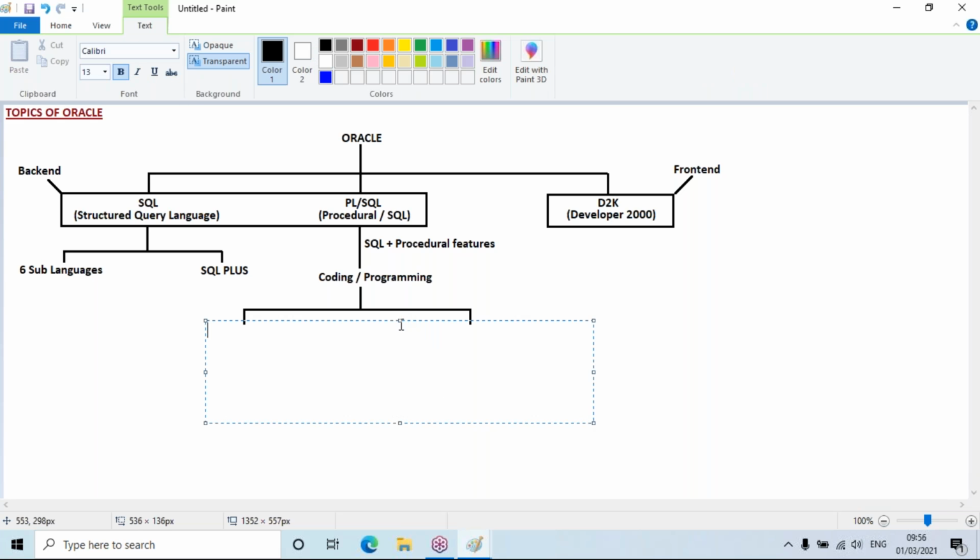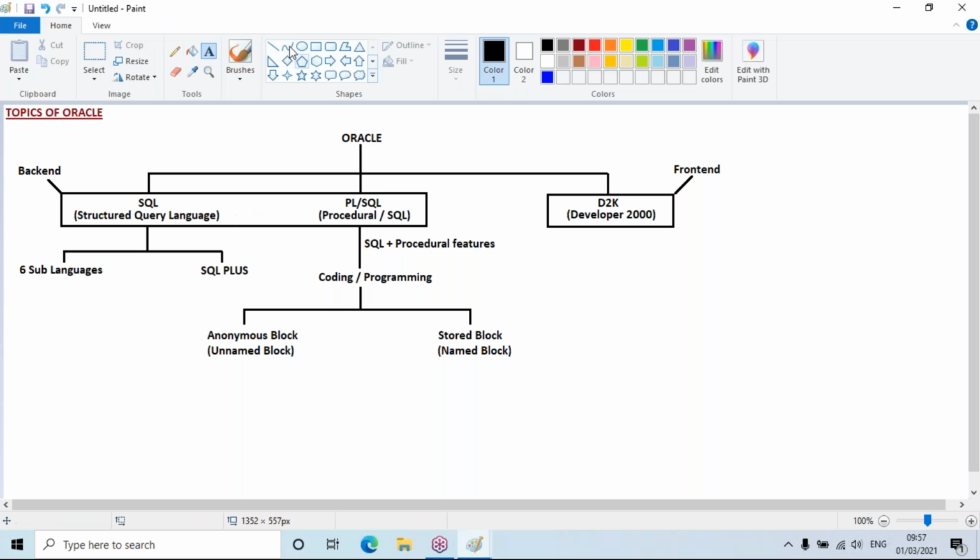What sort of coding do we do in these two ways? That part I'll list out when we start the topic, and there we'll learn. But now, two types of programming. What are they? One, anonymous block. Second, stored block. Anonymous block is also called unnamed block. Stored block is also called named block.